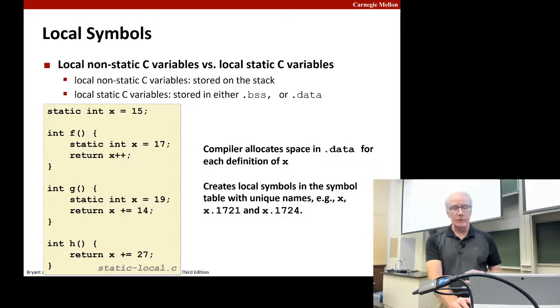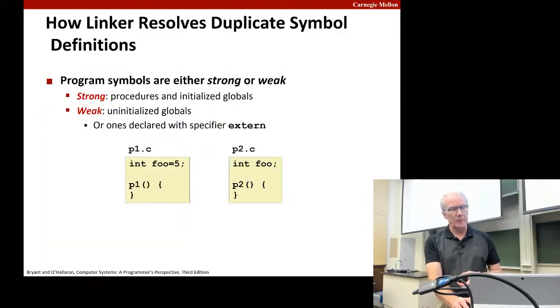So this just says what I said. Allocate space. Actually, it allocated them in BSS. No, it should have allocated them in data. But it gave unique names to the different ones.